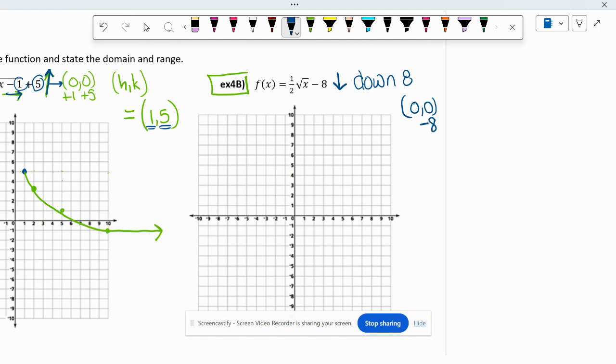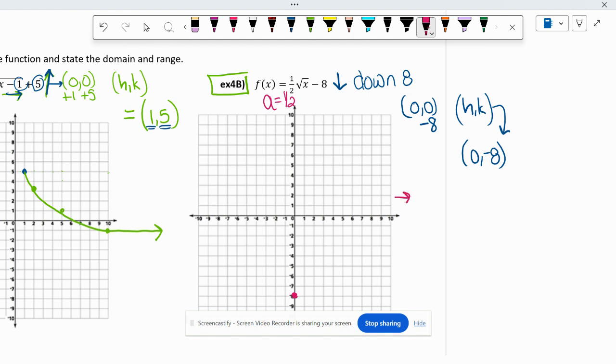But since I'm going down 8, my new starting point is the ordered pair 0, -8. So I'm going to plot that point first. 0, -8. Okay. This is my A value. A is 1/2. So let's talk about my pattern.